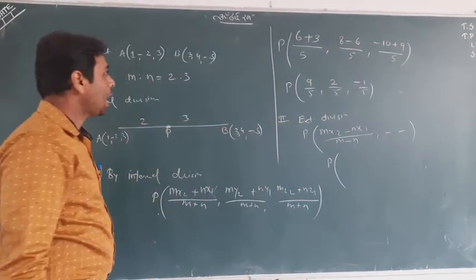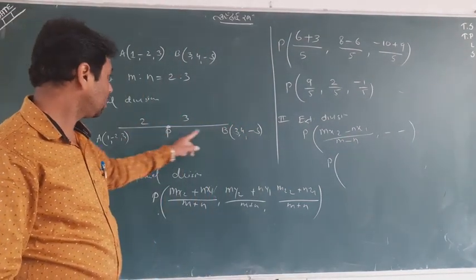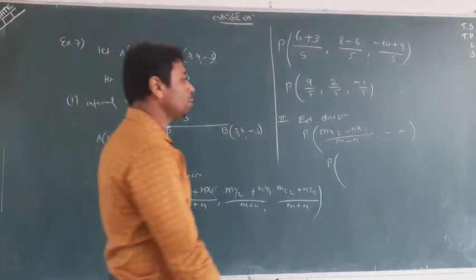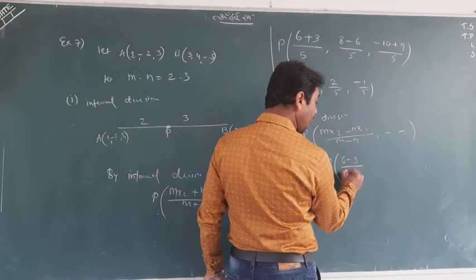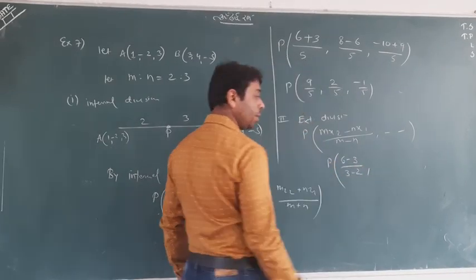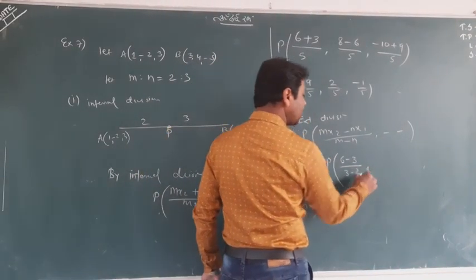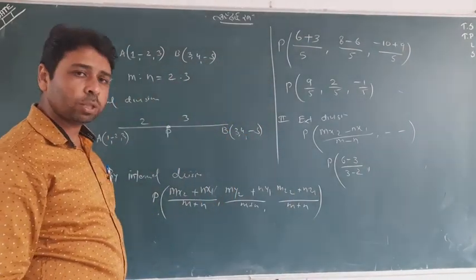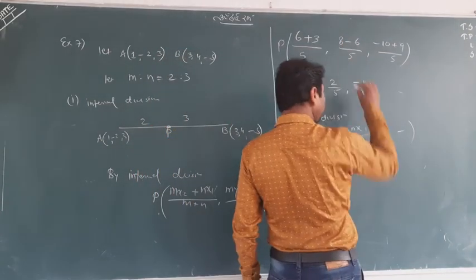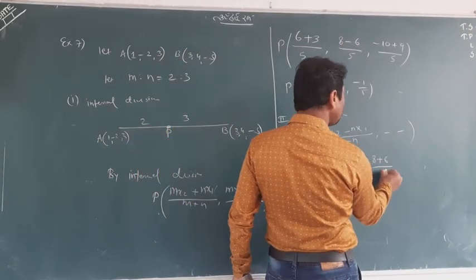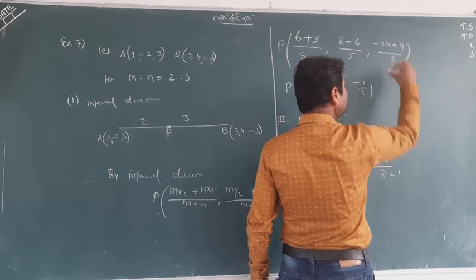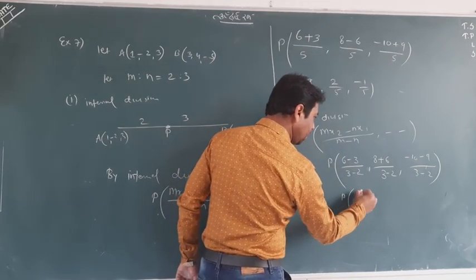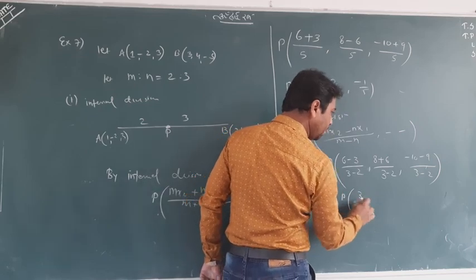Only mx2, so it was 6 and n x1 was 3. That time 6 minus 3 will be coming, upon m minus n, which is very important. Very important. Now the next: 2 4s are 8 and 3 2s are 6, the sign will be changed. Only the middle sign will be changed. You please don't worry about that. Middle sign will be changed only.